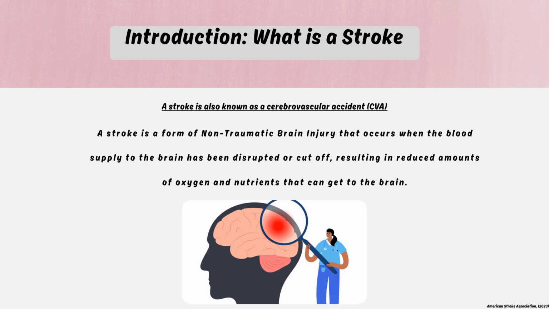A cerebral vascular accident, or CVA, is also more commonly known as a stroke. This is a form of non-traumatic brain injury that occurs when the blood supply to the brain has been disrupted or cut off, reducing the availability of oxygen and nutrients that can get to the brain. This disruption in blood flow results in cell death or brain damage, leaving survivors with varying degrees of physical, mental, and emotional deficits that impact their ability to perform daily tasks independently.